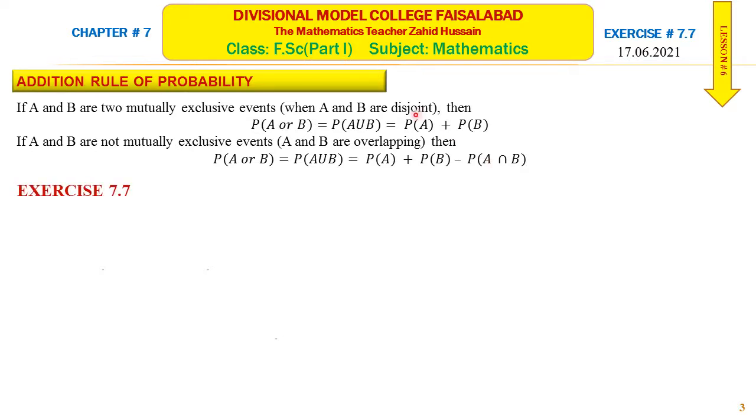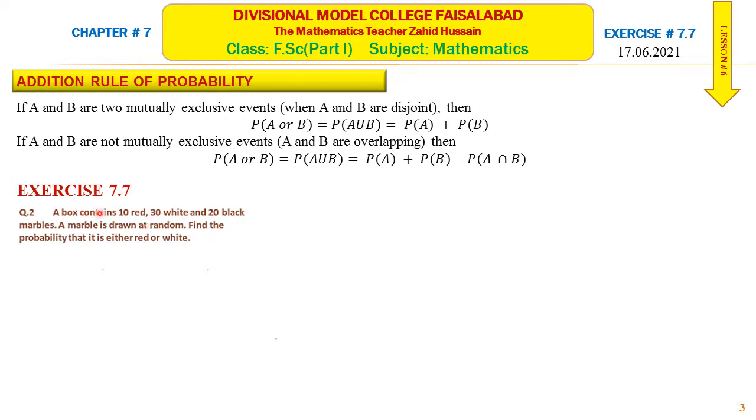So these are the two rules. When two events have something common, we will use this formula: probability of A plus probability of B minus probability of A intersection B. And if there is nothing common in two events, then we will use the sum rule as probability of A plus probability of B. This is question number 2 of exercise 7.7.